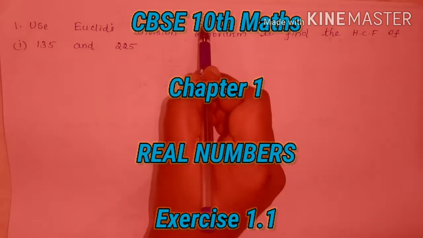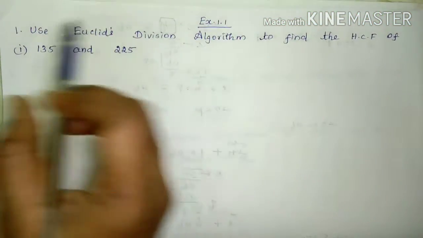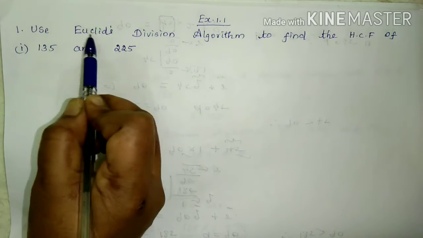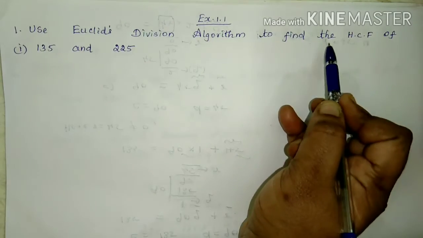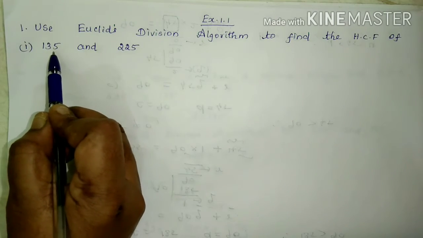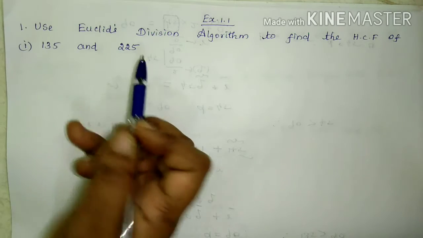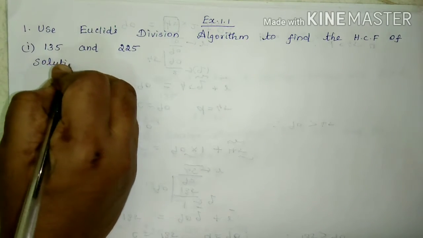Today we can see the exercise 1.1 of our chapter 1, real numbers. First question: use Euclid's division algorithm to find the HCF of the given numbers 135 and 225. Now we can see the solution of this problem.